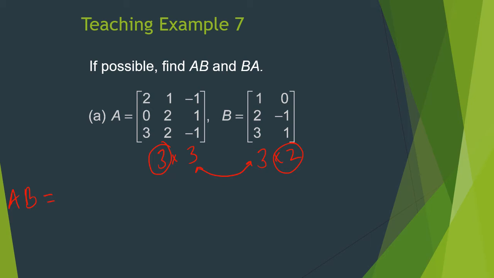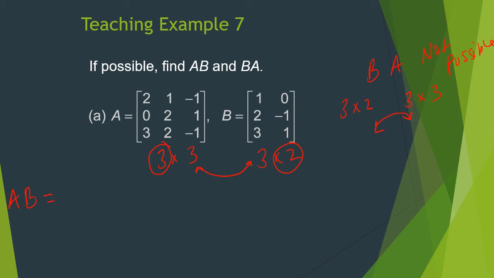Okay, now B times A. B times A means I would have a 3 by 2 and a 3 by 3. Sad day. The columns in my first matrix do not equal the rows in my second matrix. So therefore, this is not possible. I'm going to do the one that is possible.